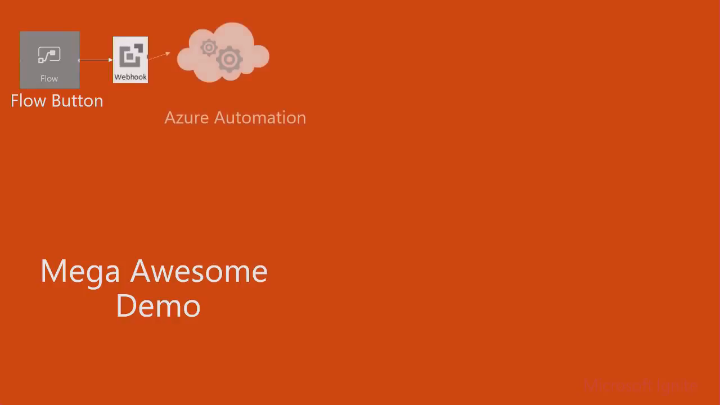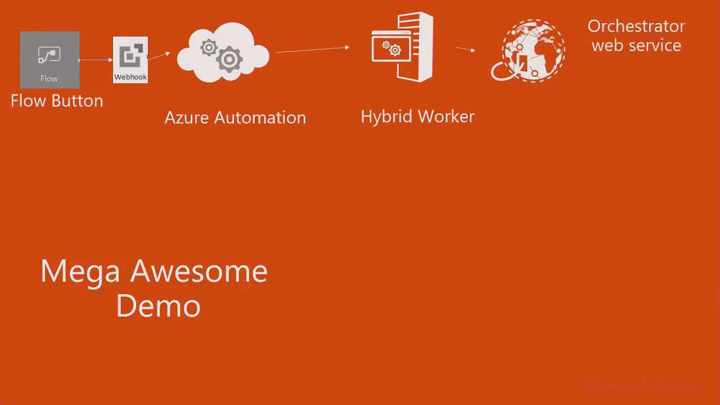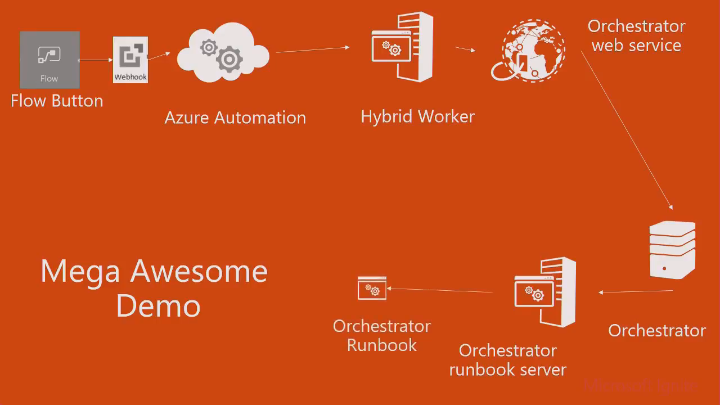All right? So I'm going to, just for the heck of it, click on a Microsoft Flow button on my phone, because I can. Why not? That is going to call a webhook, which is going to call a runbook in Azure Automation. That is going to kick off on a hybrid worker in an isolated on-prem environment that I've got while sitting in Azure. That is going to call the Orchestrator REST web service. That's going to kick off a runbook in Orchestrator on a runbook server that's on-prem.